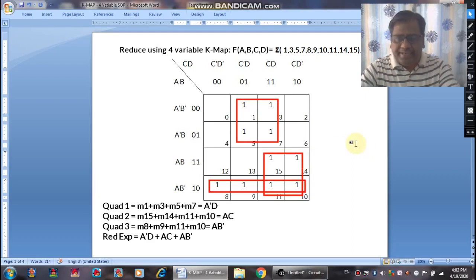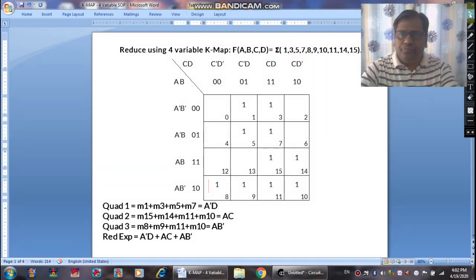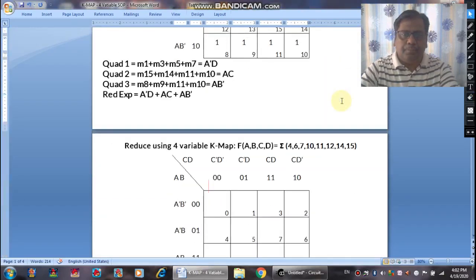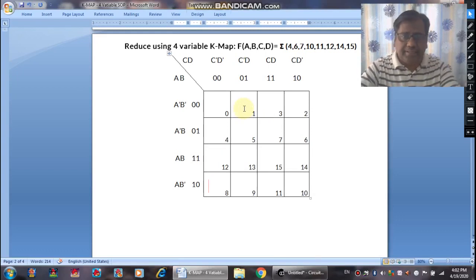Now we will come to the next question. The structure of the K-map is the same as what we have done in the previous classes and in the first question of this lecture as well. Straight away I will come to the plotting part.